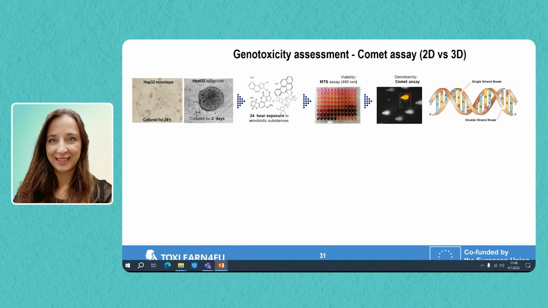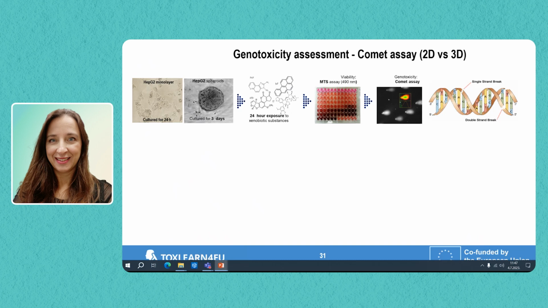I just wanted to show you so that you better understand what we did. So we compared the effect in 2D culture, in the monolayer, and in these spheroid cultures. We exposed them to different compounds for 24 hours, for example, and of course we checked the viability first. Cytotoxicity has to be checked before we check the genotoxicity, because we don't want to test genotoxic effects at cytotoxic concentrations where the cells are dead.